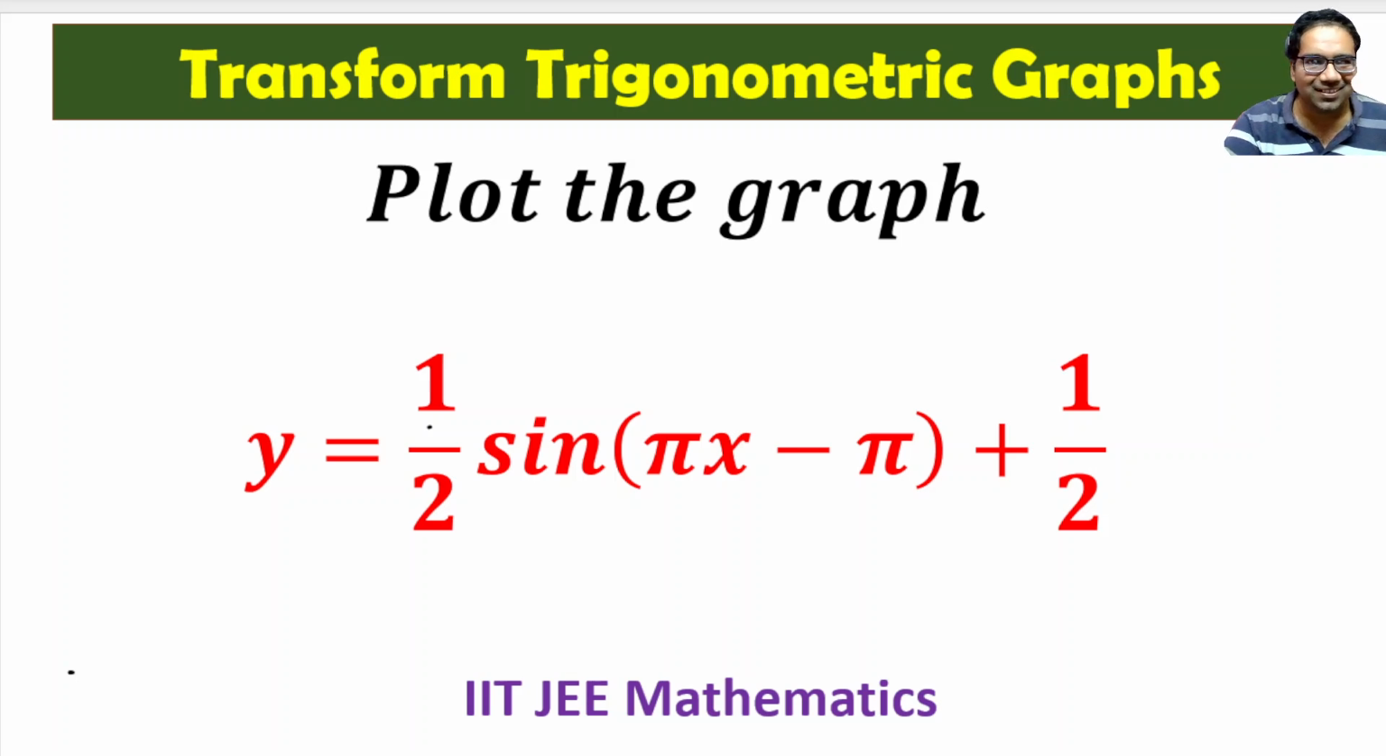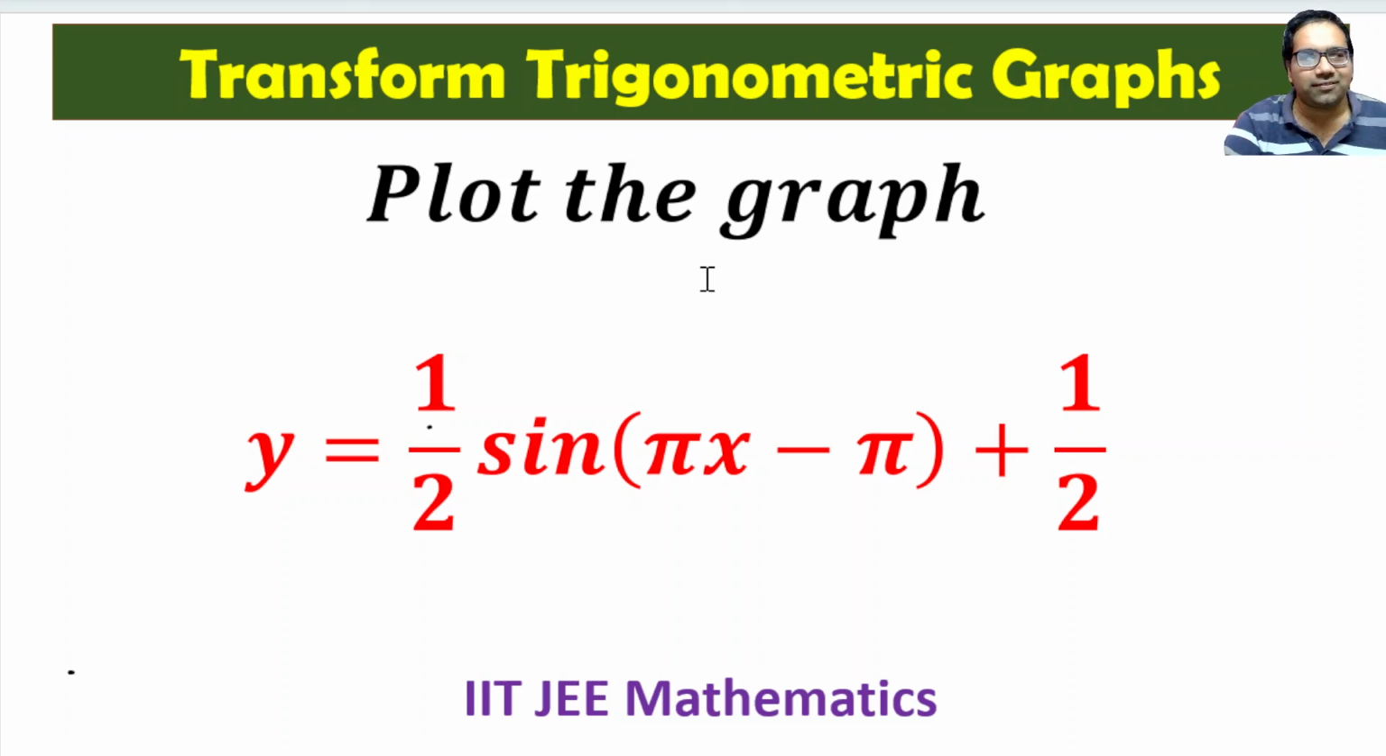Hi friends, let us try to understand how to plot this graph: y equals 1 by 2 sine of (pi x minus pi) plus 1 by 2. Let us try to generally understand how to plot this kind of trigonometric graph.